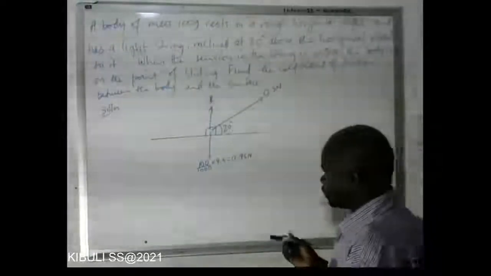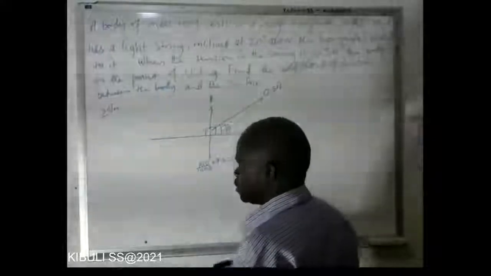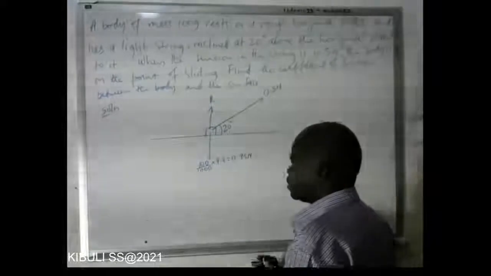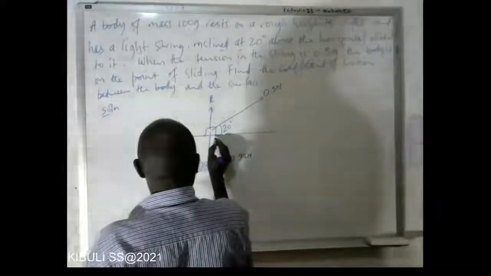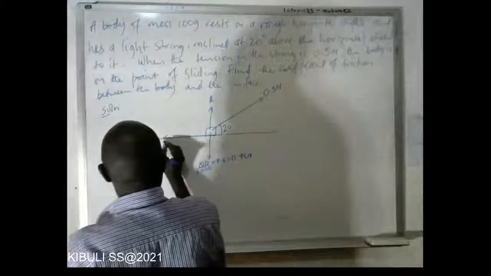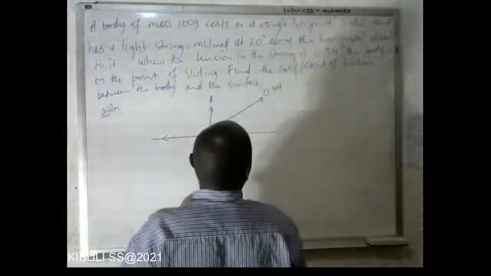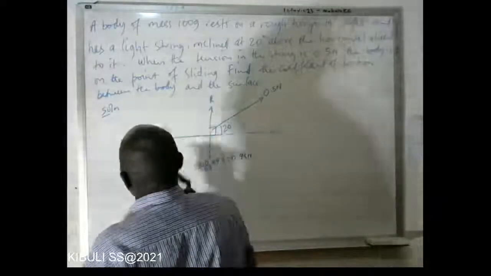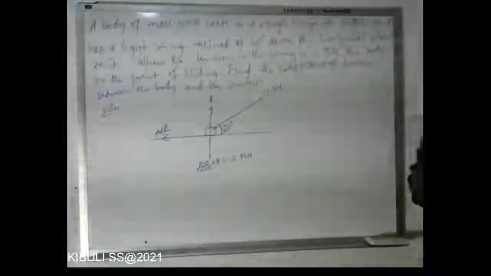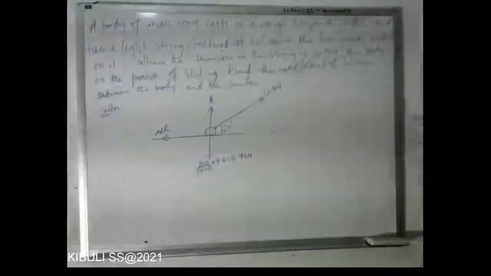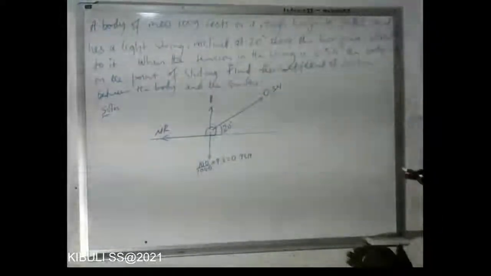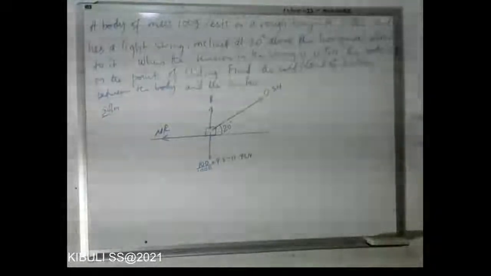So friction is maximum. Remember we said that the friction must be between the two surfaces in contact. So friction is this one here, and it is maximum. The maximum friction is given by mu R. The question is asking us to find mu. So how do we get R? We resolve the forces horizontally, we resolve the forces vertically and solve for R.